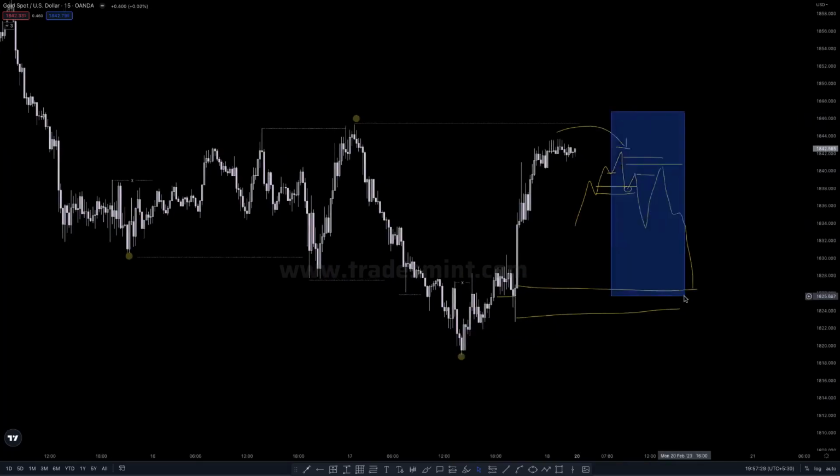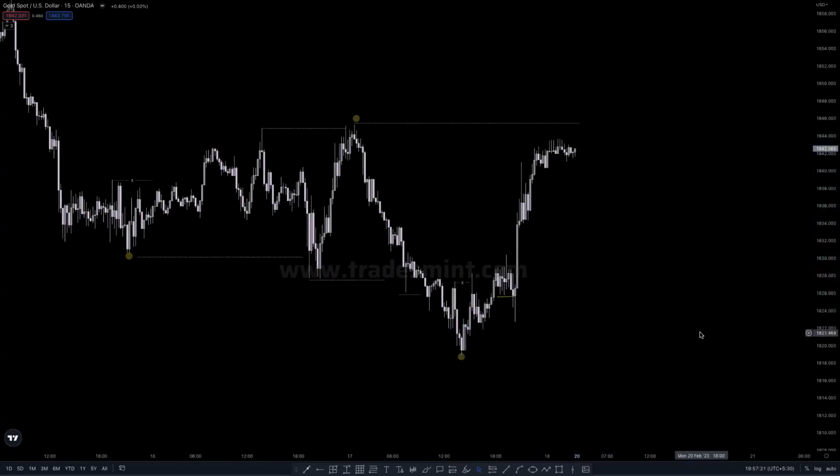Okay, so this is a possible scenario in gold, and you can buy after the break of structure here, and definitely you can sell as per our structure, as per our plan. For backtesting, please use gold today. Okay, gold. So how many members are ready to backtest in gold today? Because today in this session we are focusing mainly on backtesting. Yes, gold, USD.